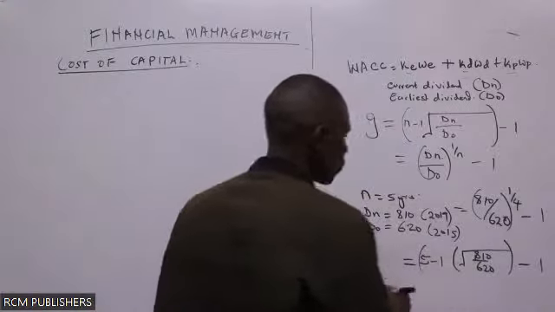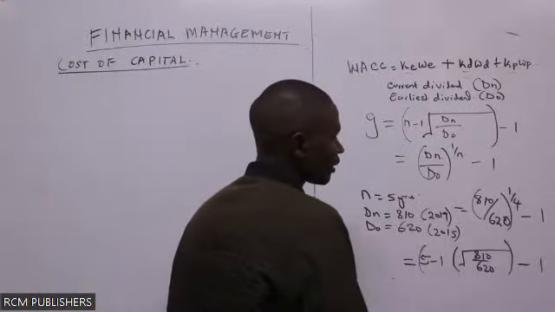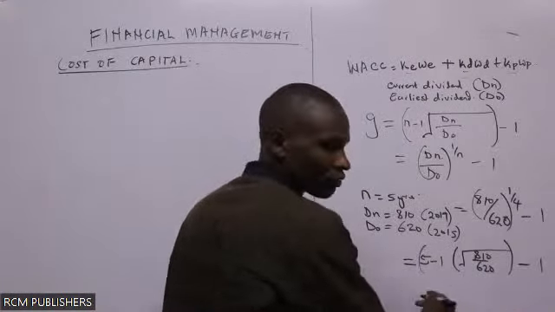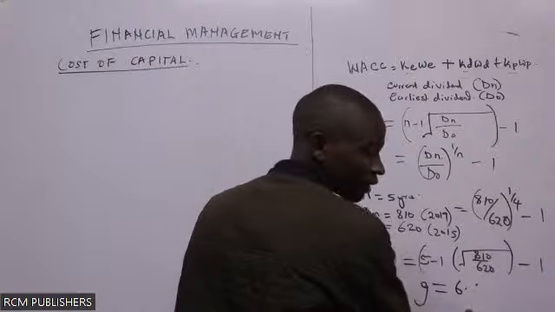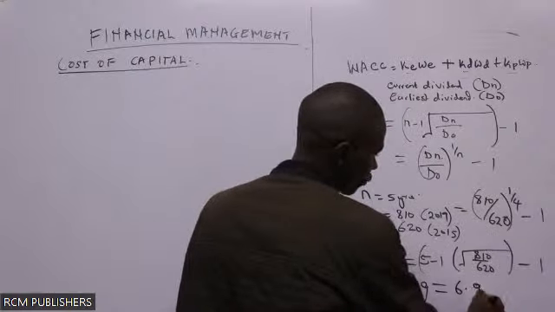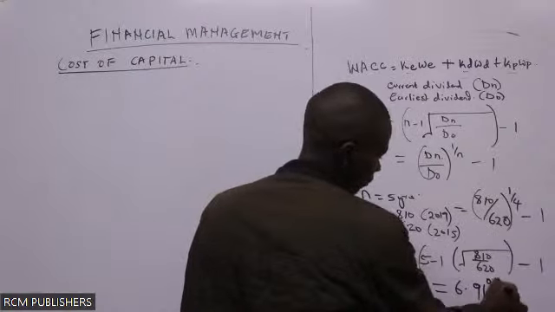So let's move. Both formulas, I think they can give you the same answer, if I'm not wrong. So if this is 6, our growth is 6.91%. Let's go with 2 decimal places.